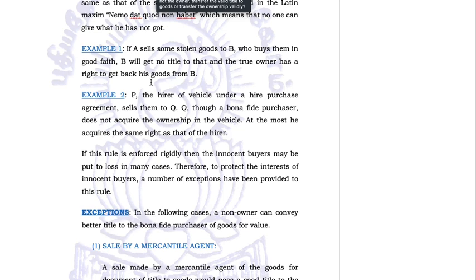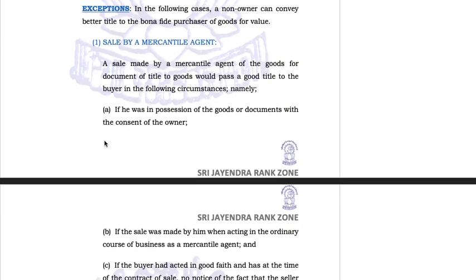If this rule is enforced rigidly, then innocent buyers may be put to loss in many cases. Therefore, to protect the interest of innocent buyers, a number of exceptions have been provided to this rule. Because this is such a rule in which innocent buyers may be lured in, may be cheated by ordinary people, there are certain exceptions to this rule. Let us now discuss these exceptions, one by one.